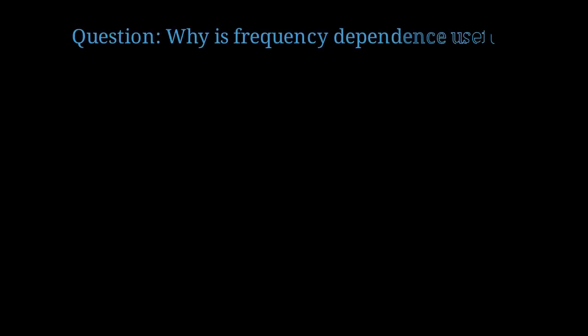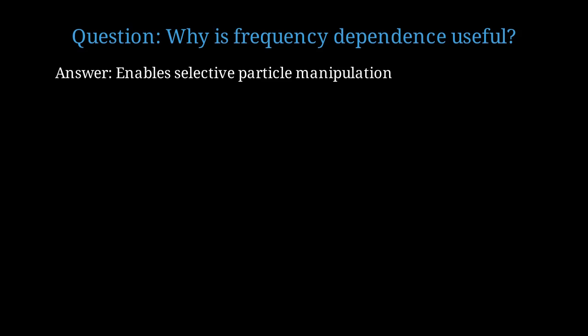You might be wondering, why is this frequency dependence so useful for practical applications? The answer is that different cell types have different crossover frequencies. Cancer cells have different electrical properties than healthy cells. Bacteria differ from mammalian cells. By simply changing the frequency of our applied electric field, we can make one cell type experience positive DEP, while another experiences negative DEP. This enables label-free cell sorting.